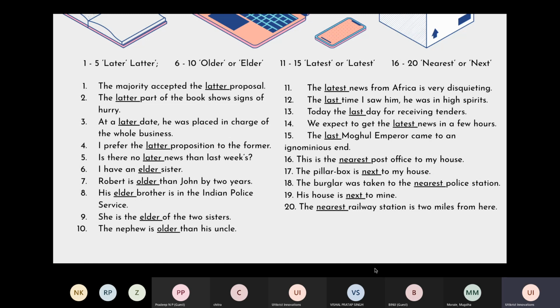I see your request, Pradeep. So what I can do is after this session, I'll put the difference of later and latter in the group. Okay. Was it Pradeep or Rajat? Okay, Rajat. So Rajat, I'll put the difference in the group itself after this program, or we can discuss once this program is over formally.